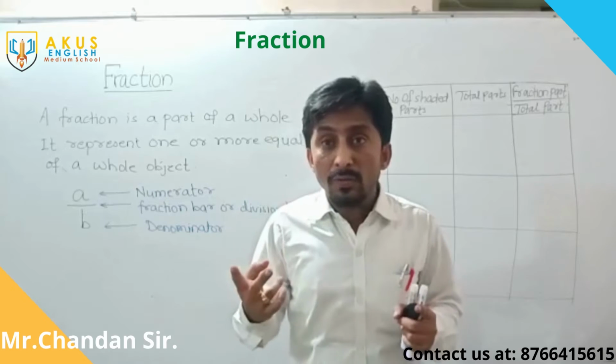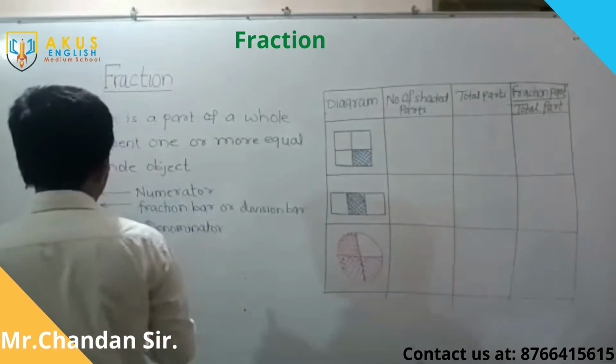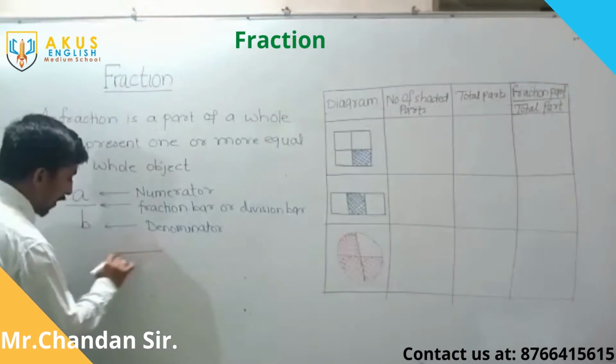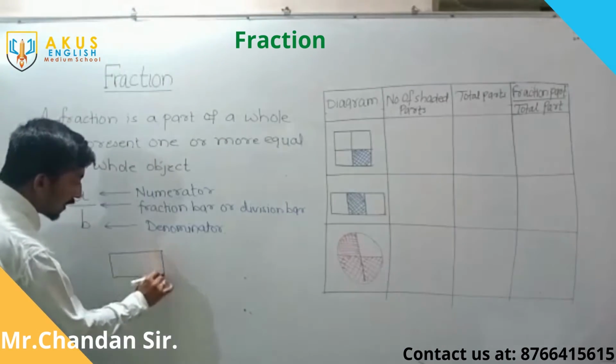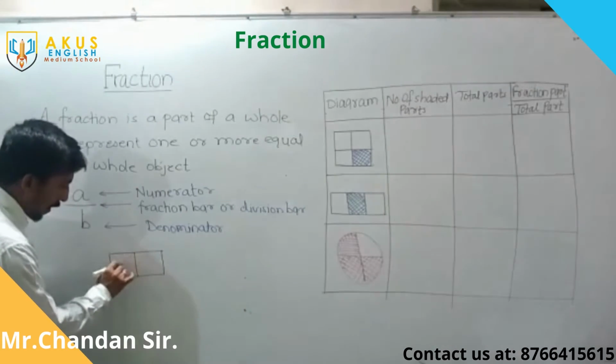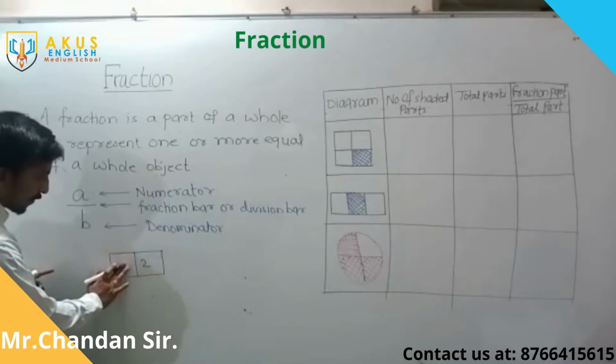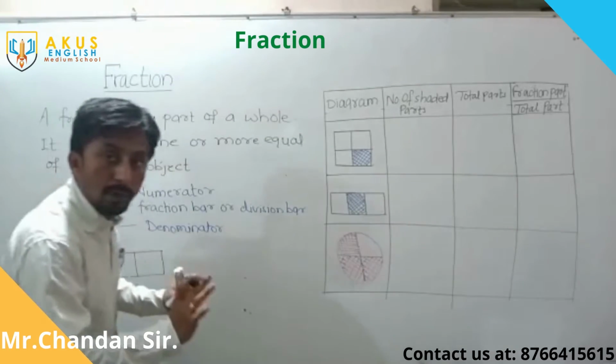So of what did I make two equal parts? Of one chocolate, right? Suppose this is Dairy Milk, Cadbury, and I made two equal parts, one and two. So of one object, I made two equal parts.